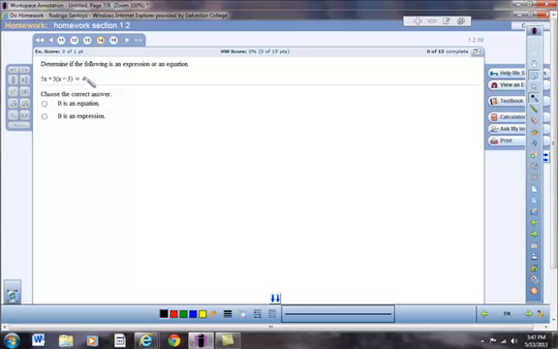So the next problem says determine if the following is an expression or an equation. For it to be an equation, it must have an equal sign. Here we see we do not have an equal sign, therefore it is an expression. We will say it is an expression.